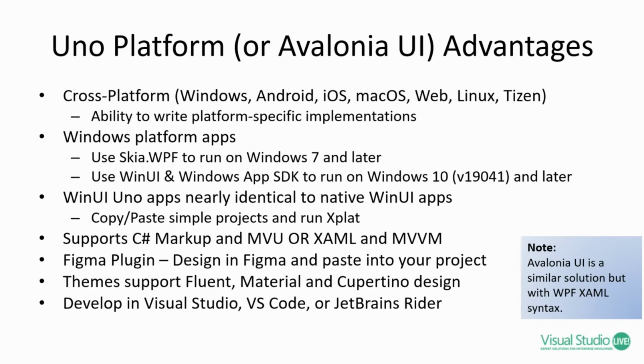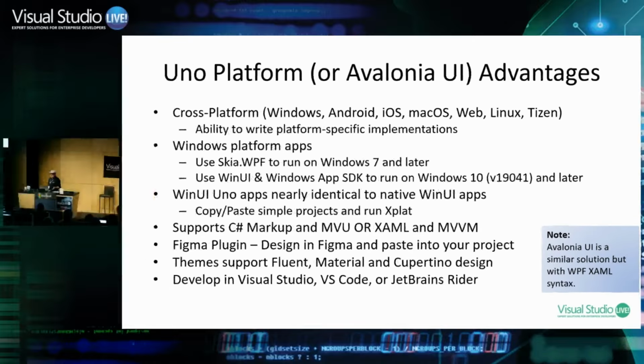The WinUI UNO project code is nearly identical to WinUI code. I created an UNO app in my book, and all the code I was able to directly copy and paste from my WinUI project. I made the mistake of naming the project differently, so I had different namespaces, and I had to change namespaces when I copy pasted, but that was all. Everything else was exactly the same.